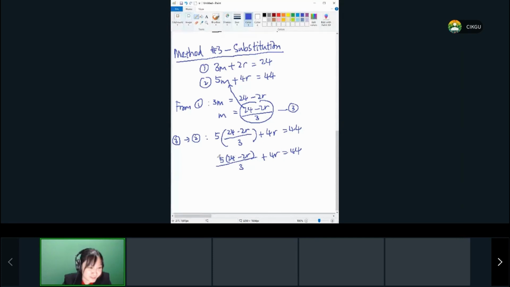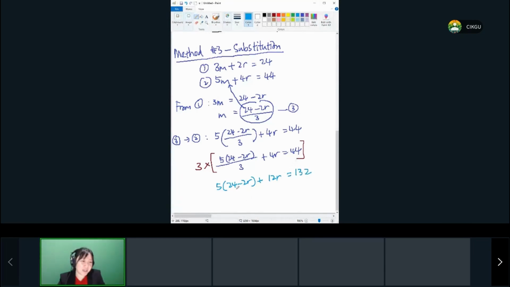I don't like fractions. Nobody likes fractions. So to get rid of the fraction in the whole equation, you can just multiply the whole equation by 3. Why? Because 3 times something over 3, the 3 and 3 can cancel off. Then the fraction will disappear. So 5 times 24 minus 2r. The 3 disappears already, 3 and this 3 cancel. But then the 3 also must multiply to 4r, and also must multiply to 44. Plus 12r equals to what? 132.